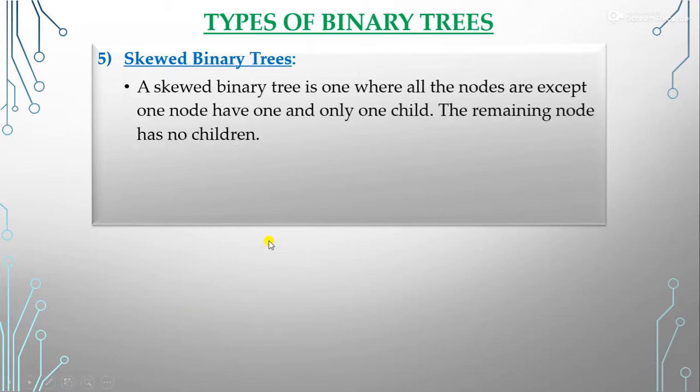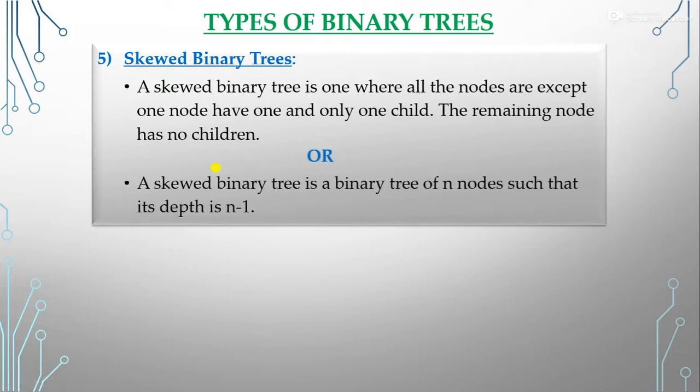What are skewed binary trees? A skewed binary tree is one where all the nodes except one node have one and only one child. The remaining node has no children. Or you can say that a skewed binary tree is a binary tree of n nodes such that its depth is n minus 1. You already know what depth is. Depth means that we check from the root node to the leaf node how many edges there are, so that is the depth.